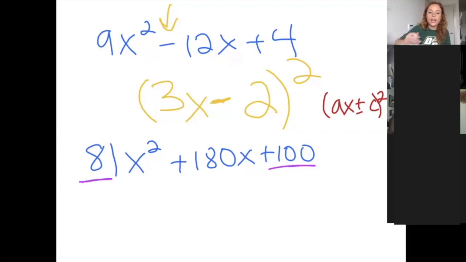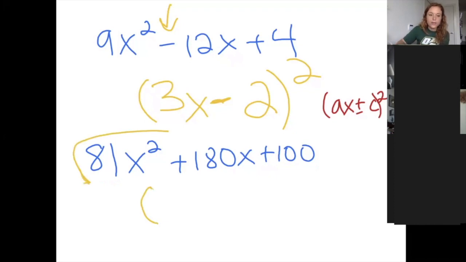So are 81 and 100 both perfect squares? Were they on our perfect squares list? Yes or no? Are 81 and 100 both perfect squares? Yes, they are. Okay, and this 100 is positive, so that means I can use my shortcut. So I'm going to open up my parentheses, and then I need to do the square root of this section right here.